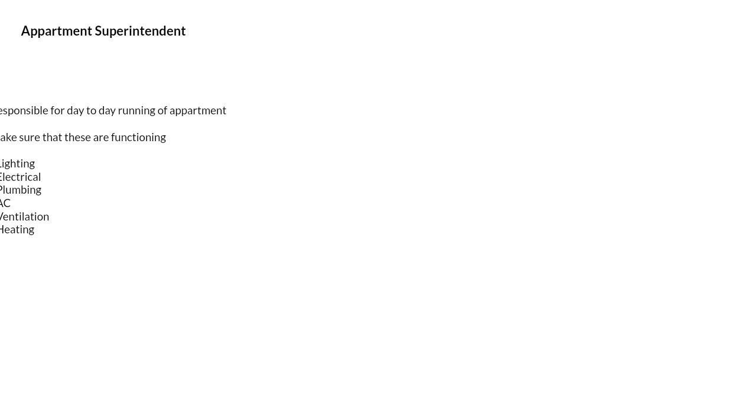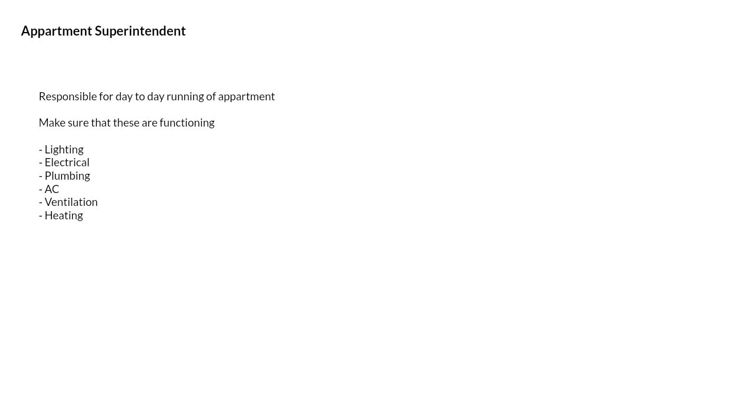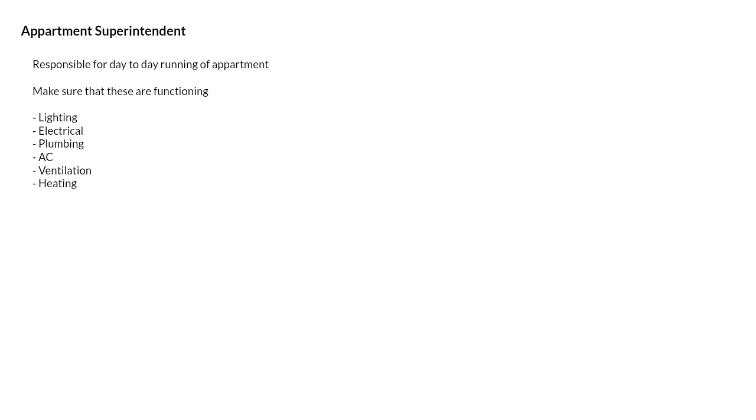So today we will take a look at the various responsibilities of what a superintendent does. Now, what you need to understand is these people are responsible for the day-to-day running of the apartment. They have to make sure that these things are functioning. We've got the lighting, the electrical. When we're talking about the lighting, we're talking about the lighting in the common areas, the electrical, the plumbing, the AC, the ventilation, and the heating are in order.